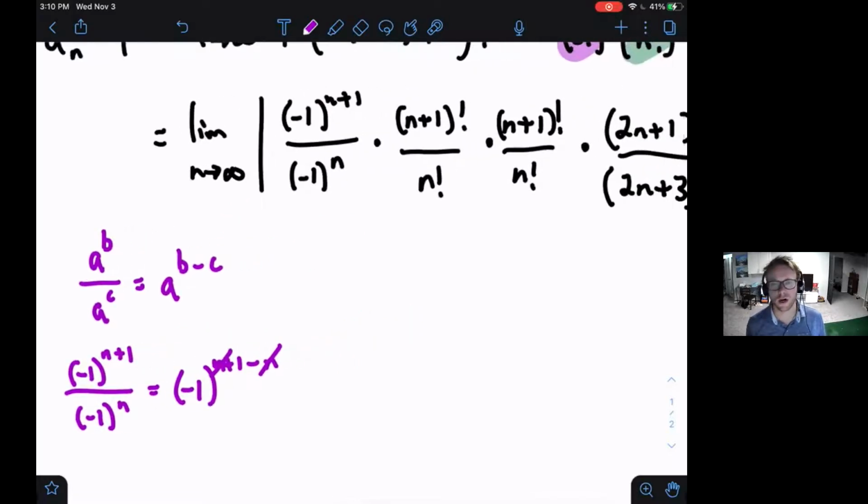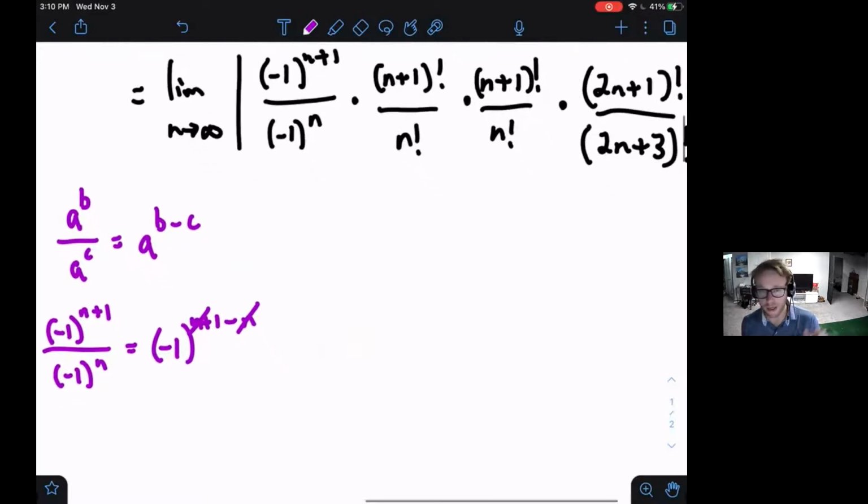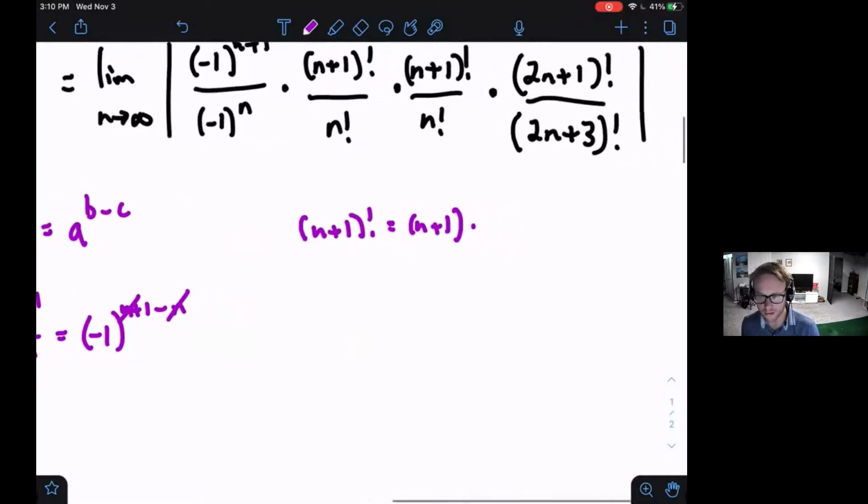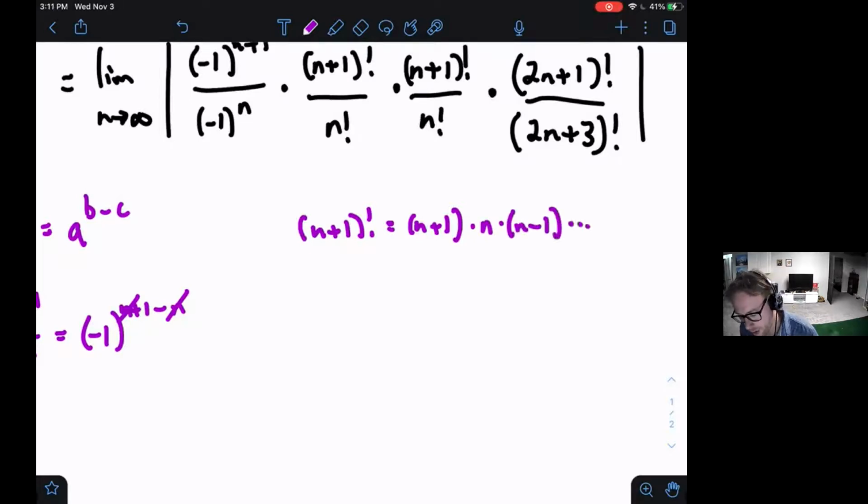Now, the factorials are a little bit more tricky here. You may remember from the pre-class video or the in-class video that there's a way to simplify these things and get them to cancel out a bit. So I'm just going to remind us that n+1 factorial means you have n+1 times, and you keep on taking a step of one down. So the next one is n, then n-1, and you keep going all the way until you get 3 times 2 times 1. So this quite literally is what n+1 factorial means.